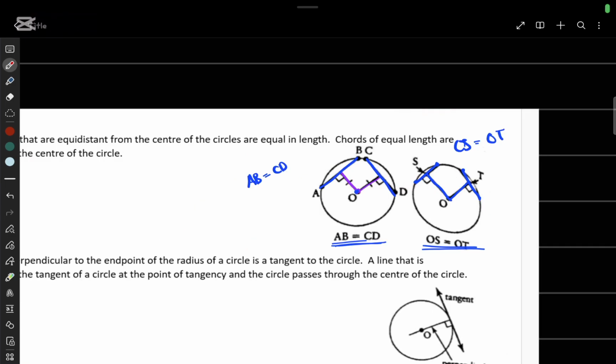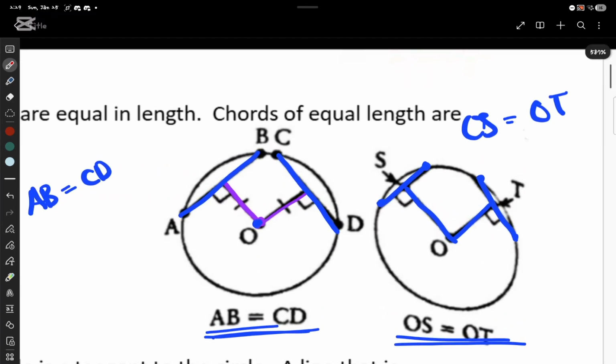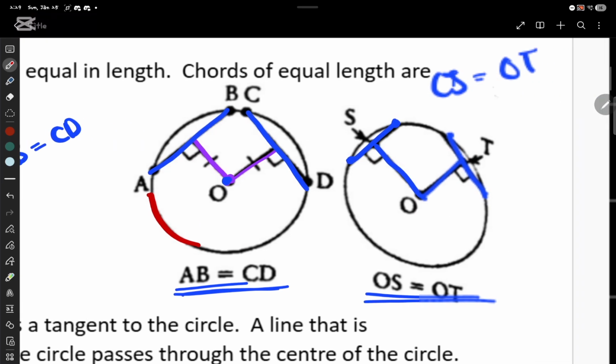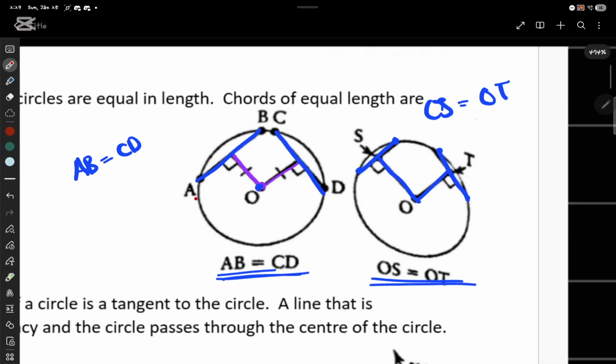Some other important vocabulary in a circle is, let's say, an arc. An arc is a portion of the circumference of a circle. So you have a whole circle, let's say this circle. An arc is a portion of the circle, of the circumference of the circle.